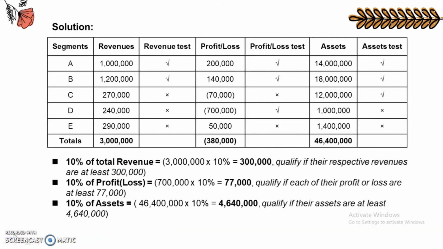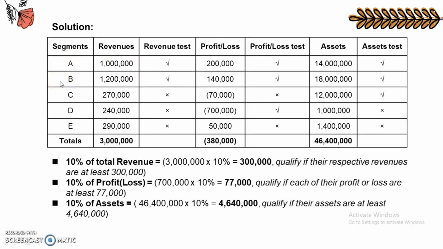So let's move to our solution. Let's start sa revenue test. Dito sa ginawang revenue test, ang mga qualify lang ay ang segment A at segment B. Para maging qualify, kailangan at least 300,000 ang revenue ng bawat segment. So, ang nakapasa lang ay ang A at B.